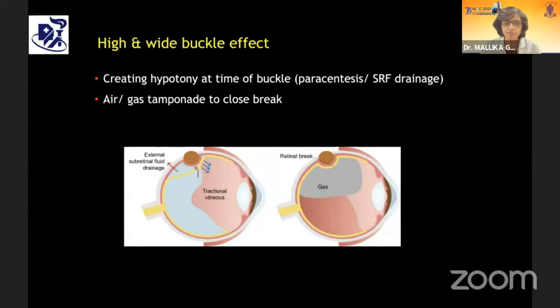Now, whenever we have to use a high and wide buckle, it is important to create a hypotony by doing a drainage of the SRF externally and with or without paracentesis. And also we might need to put gas or air because usually the break doesn't close completely on the table. So we need an internal tamponade for the first few days.